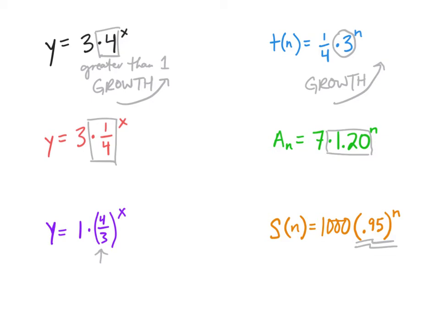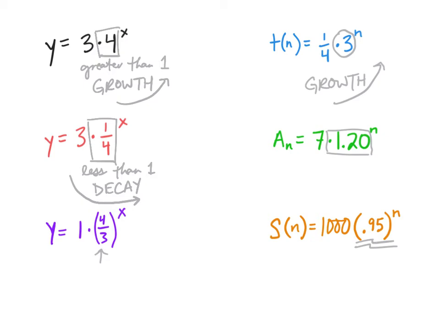In our red problem, we're starting off at 3. Who cares? We are multiplying by a fraction, and that fraction of 1/4 is less than 1. So we will have decay because we have less than 1 as our multiplier. We will have exponential decay that will be decreasing and going down. You can also change that 1/4 to a decimal if it makes it easier for you to decipher. 0.25 is less than 1.